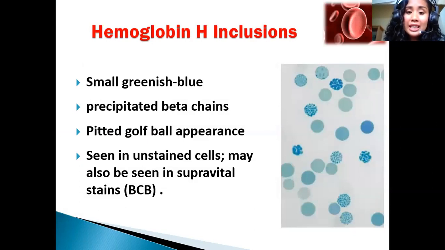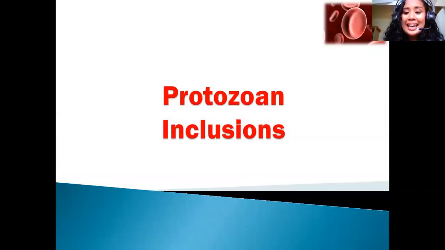Next, hemoglobin H inclusions. Class, when I was in college, we called this the pitted golf ball appearance. Pakisulat naman dyan. And it can also be seen in supravital staining using BCB. Ayun, class, it's a precipitated beta chain specifically. So it's precipitated hemoglobin as well, specifically beta chains. Next, class. So, tapos na tayo sa abnormal hemoglobin precipitation.